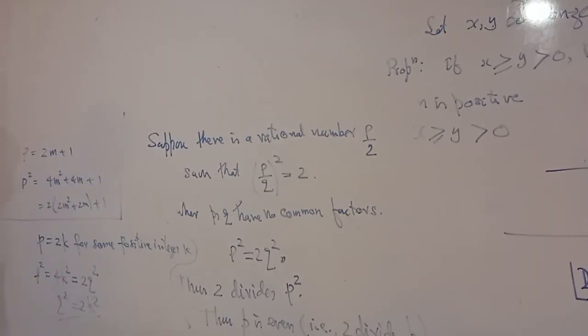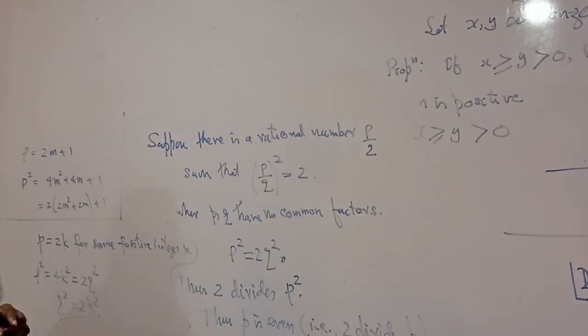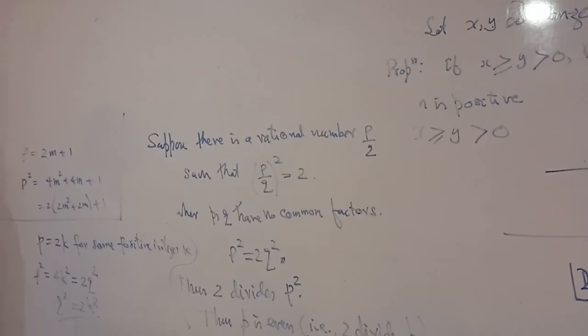Right? We proved if P squared is equal to 2Q squared, then P is even. Now here I have got Q squared equals 2k squared, therefore Q is even. Now both P and Q are even, so they have a common factor. I started by assuming that they have no common factor, a contradiction. That is the standard proof that there is no rational number like this whose square is 2.